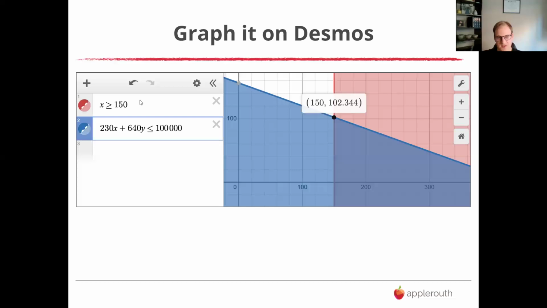This part is the minimum of 150 tablets, and then this is the money bit, budget 100,000, and this is how much everything costs here. Because you've got x is 150 and y is 102.344, notice what they are asking. Let me go back.